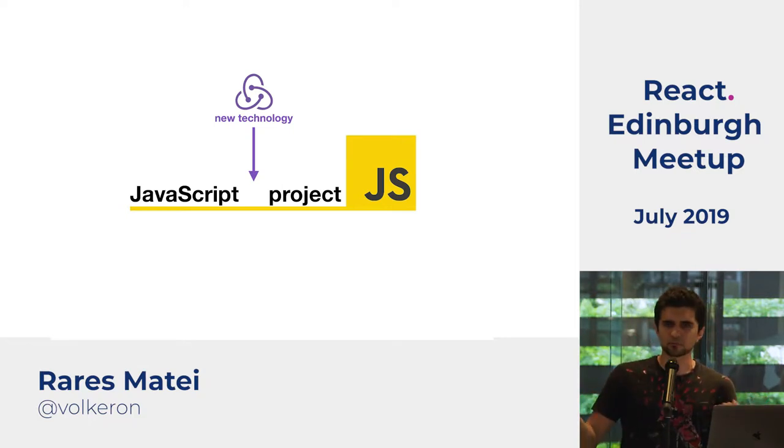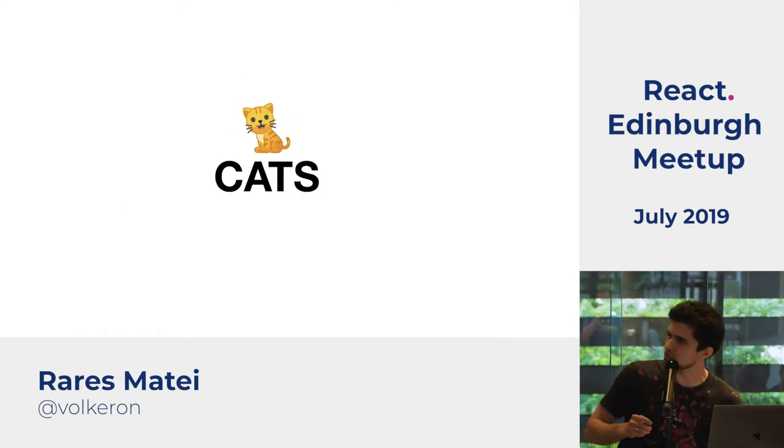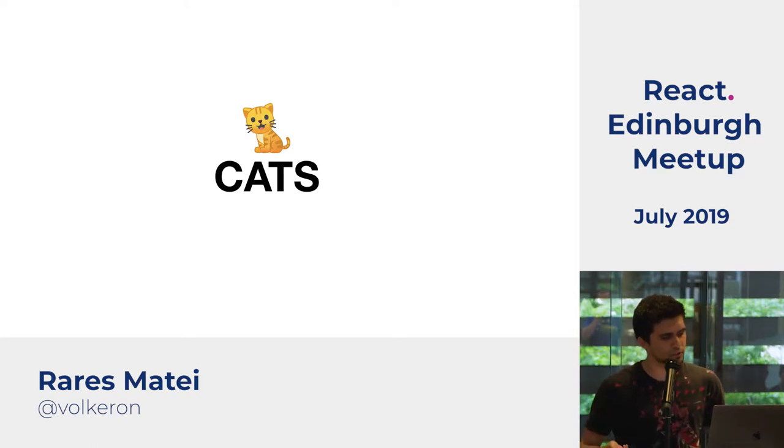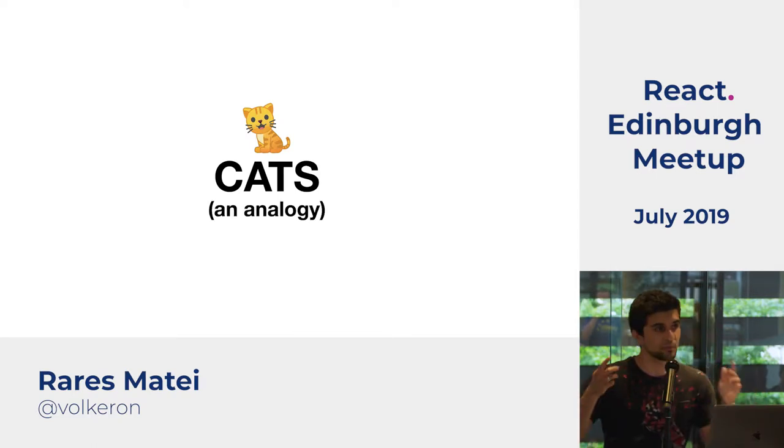Let's use a different example just to compare it with. Let's think about how you would introduce something like Redux or React. Let's say you have a really old project and you want to upgrade it to React or Redux. How would you introduce those technologies into your product? Cats. You'd use cats to introduce those. No, wait, why do I have the slide here? I want to make an analogy, right? I want to make an analogy with cats, a catology.